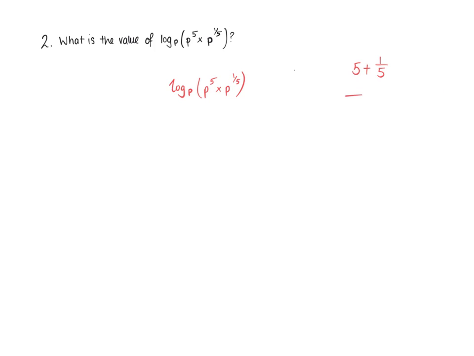The easiest thing to do is to change the 5 into fifths. So 5 fifths is 25, so we end up with 26 over 5. So that's equal to log to the base p of p to the power of 26 over 5. Then we can take the 26 over 5 down the front, and log to the base p of p is just 1, so it's just 26 over 5. That's just manipulating the powers for p, which is something you should be really good at from National 5.